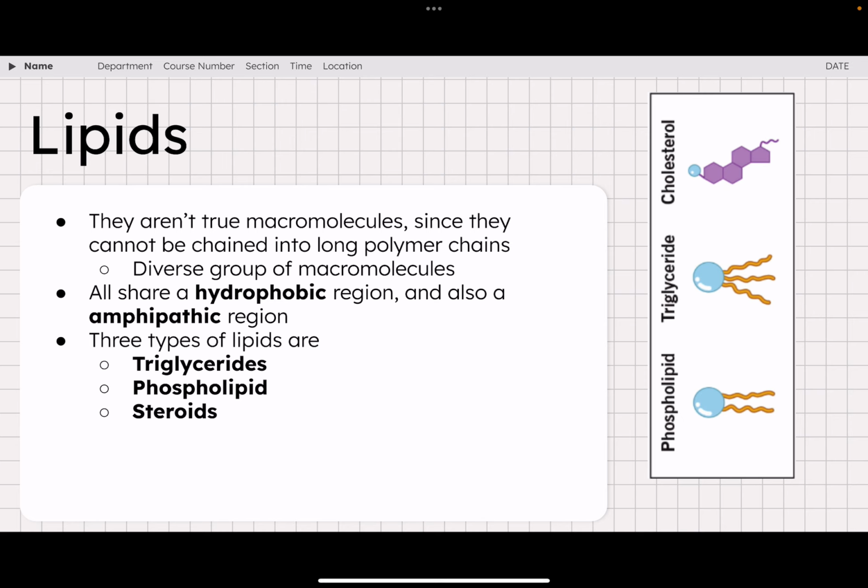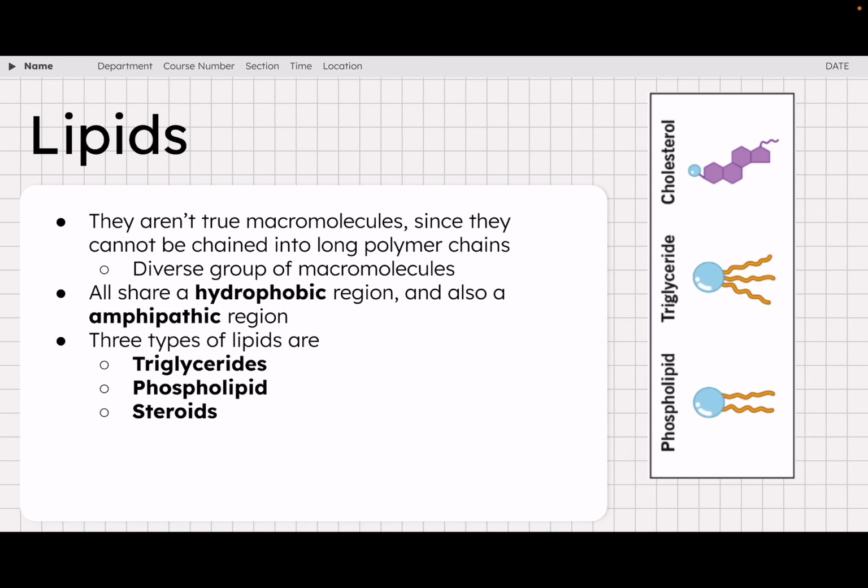Alright, our next main topic is called lipids, okay? These aren't true macromolecules because they don't fit the designated category of a macromolecule, but they're so abundant, versatile, and important that we plug them into the macromolecule system, right? The reason they don't fit is that they don't have a definite monomer, and they can't be formed into long polymer chains.